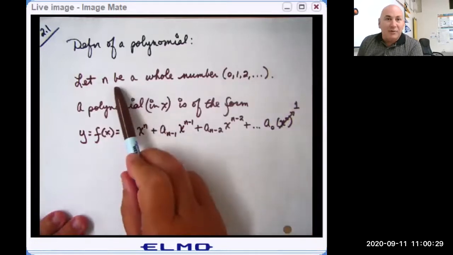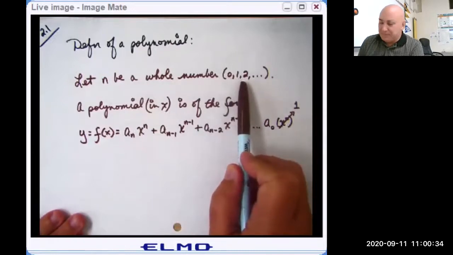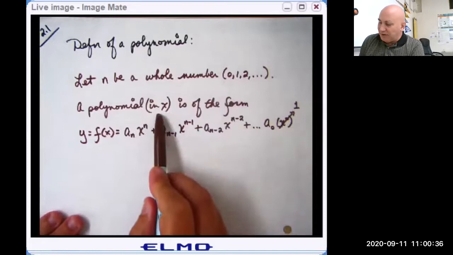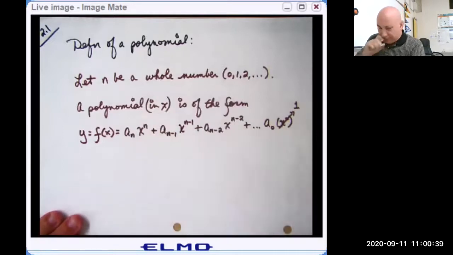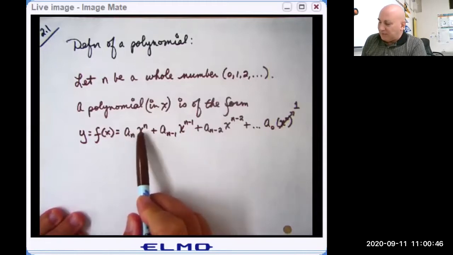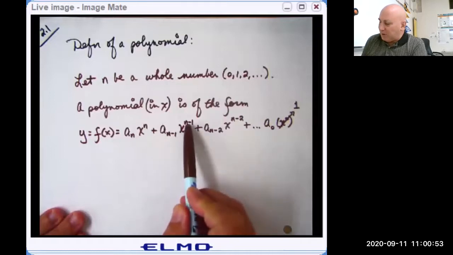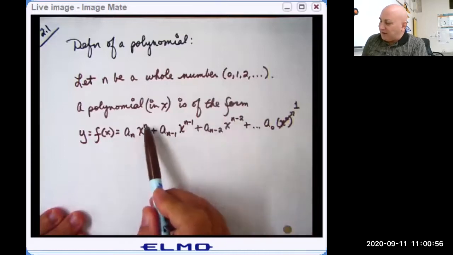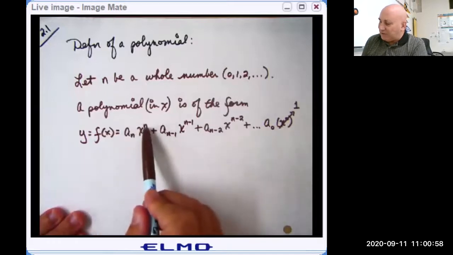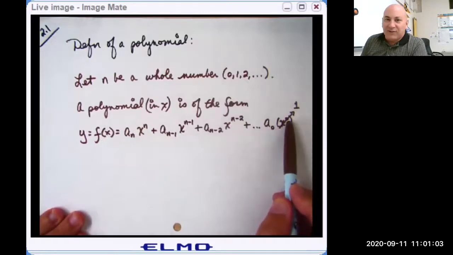So n is a whole number, and if you recall, the set of whole numbers starts with 0, 1, 2, 3, etc. A polynomial in the variable x is of this form. Now, a sub n just means a constant, a number, times x to the nth power. Then a sub n minus 1 just means a different a value, times x to the n minus 1. And we start at a sub n, x to the n, and we just keep decrementing it 1 unit until we finally get down to a sub 0, x to the 0.